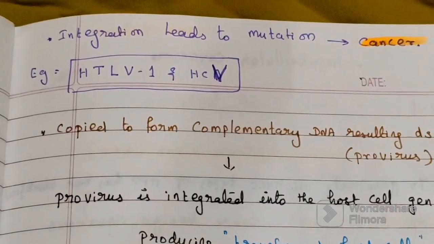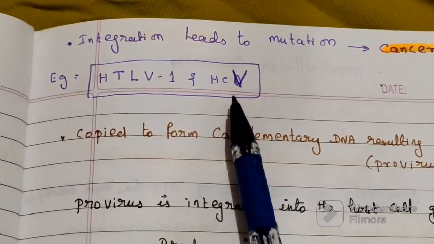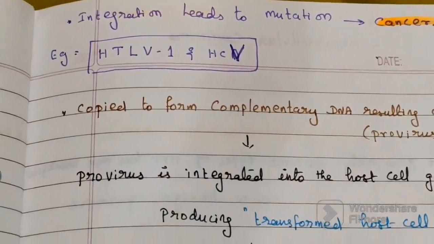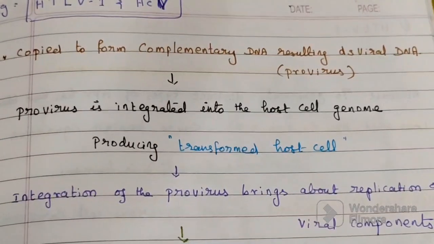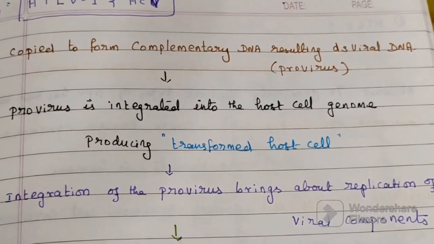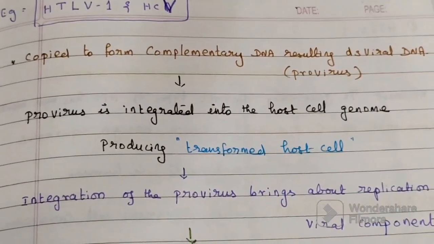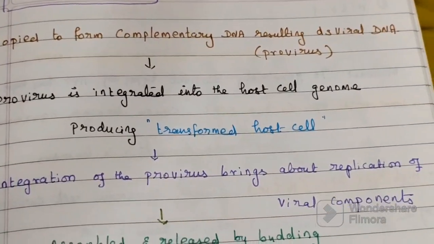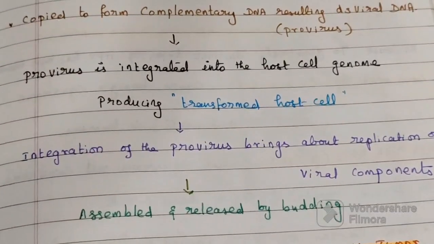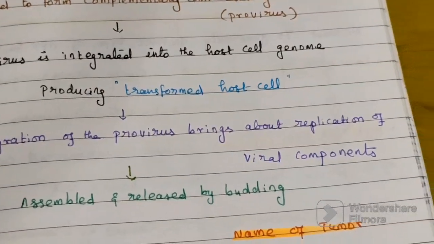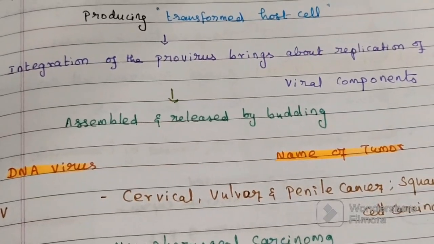Examples of RNA viruses we already know are human T-cell leukemia virus 1 and hepatitis C virus. So the complementary DNA results in double-stranded viral DNA. This one is called the provirus. This provirus is integrated into the host cell genome. After that, it will produce a transformed host cell. Integration of the provirus brings about replication of viral components. Then it will be released by budding.